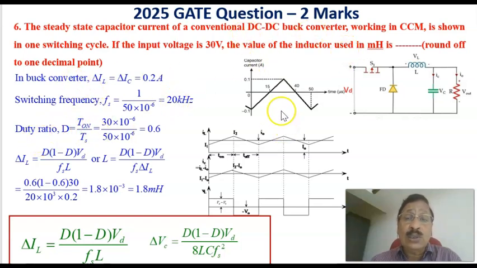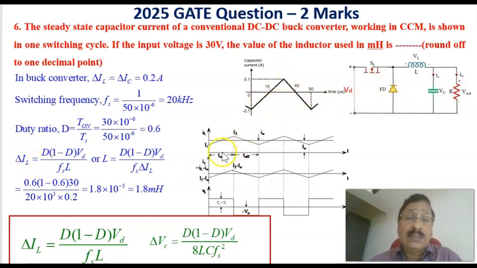And the duty ratio can be calculated. Duty ratio means this is the on period, and from this is the off period. Looking at this, it's clear that the on period is up to this 30 microseconds, and the total time period is 50 microseconds. Therefore, 30 microseconds divided by 50 microseconds is equal to 0.6. Therefore, the duty cycle D, or duty ratio, is given by T on by Ts, which is equal to 0.6.